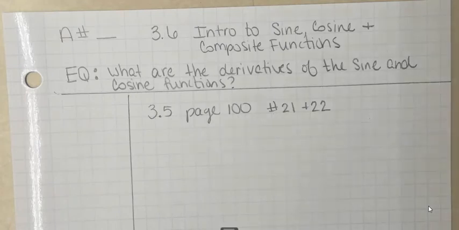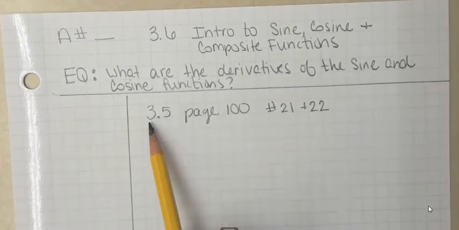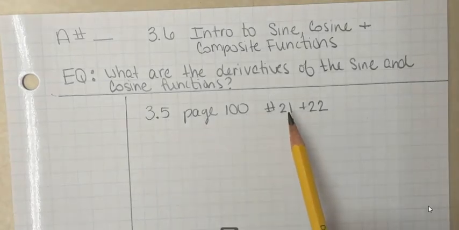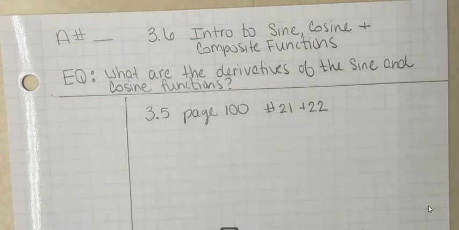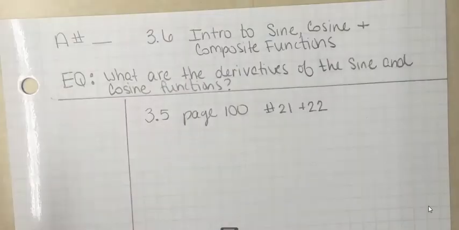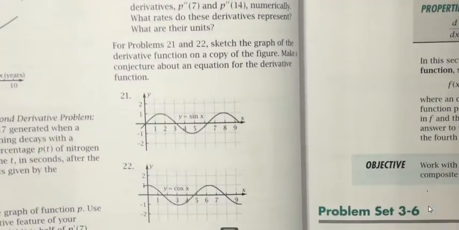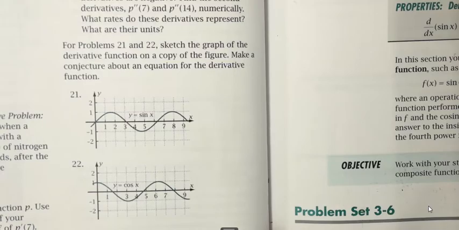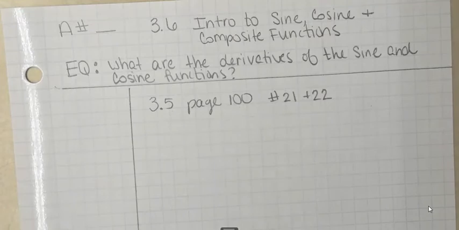And in order to help us explore that, I'm going to go back to section 3.5, on page 100, where there were two problems that we didn't do, 21 and 22. I've given you a handout with copies of those graphs. The directions say, sketch the graph of the derivative function on a copy of the figure. Make a conjecture about an equation for the derivative function. So on our copy, we need to sketch the graph of the derivative function.